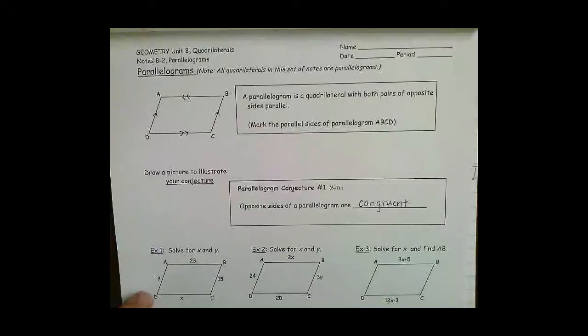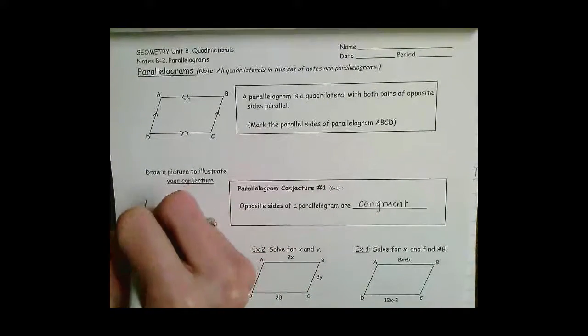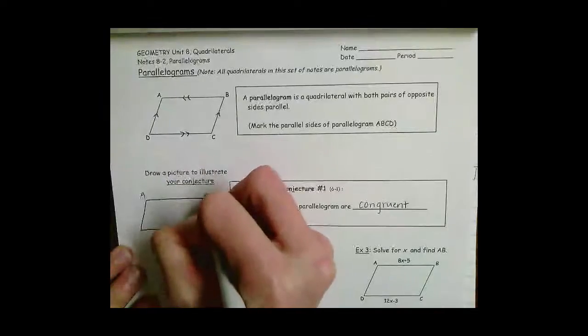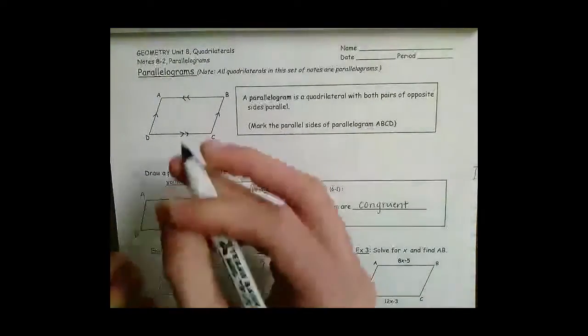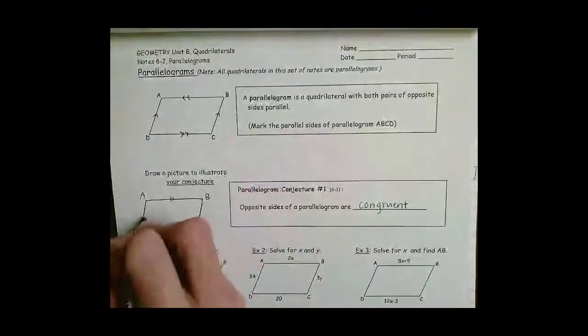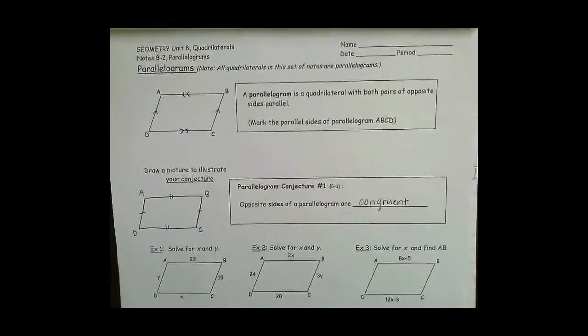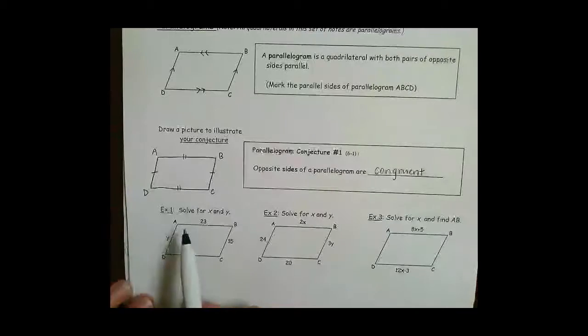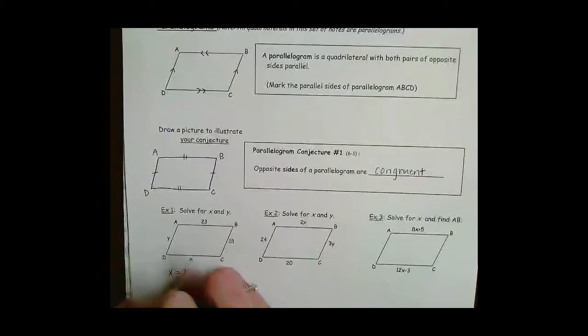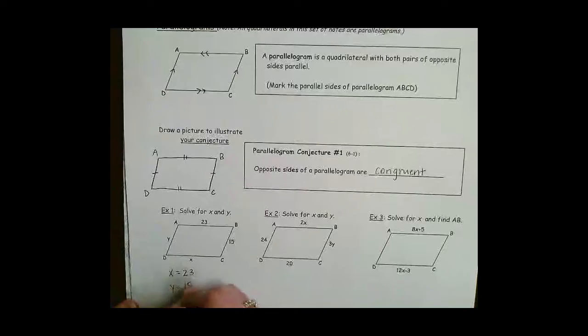So we also have, it says draw your parallelogram. The way that you would mark that is to say that AB is congruent to CD and AD is congruent to BC. For this one, it wants you to solve for x and y. Since you know that opposite sides of a parallelogram are congruent, x equals 23 and y equals 15.